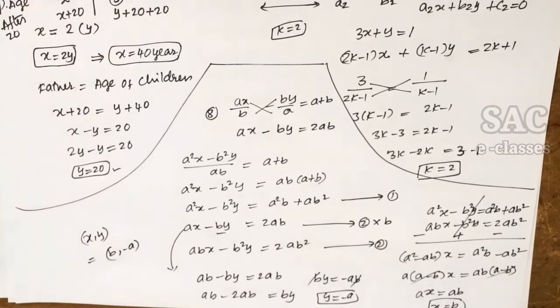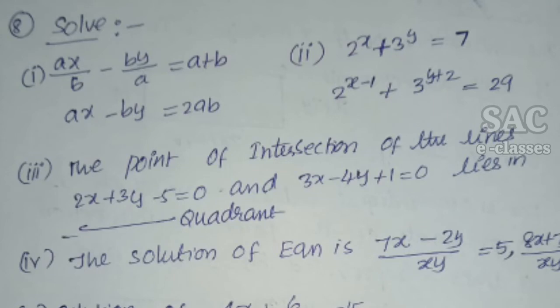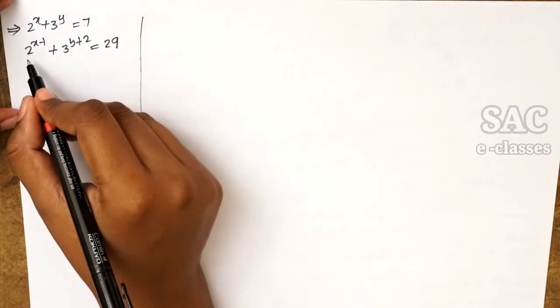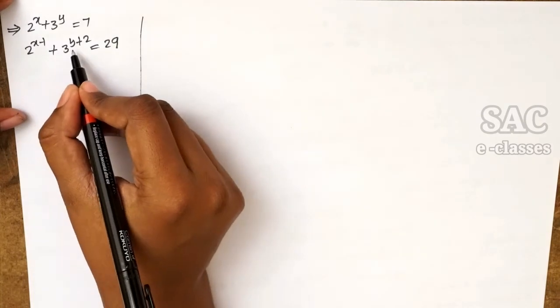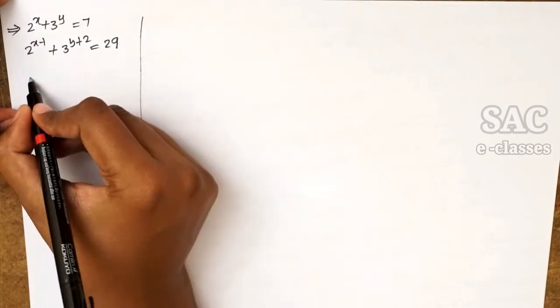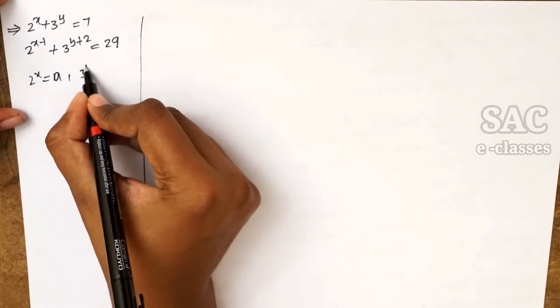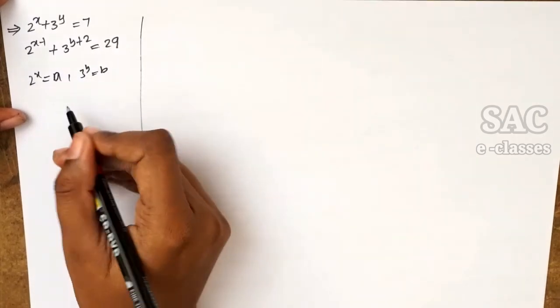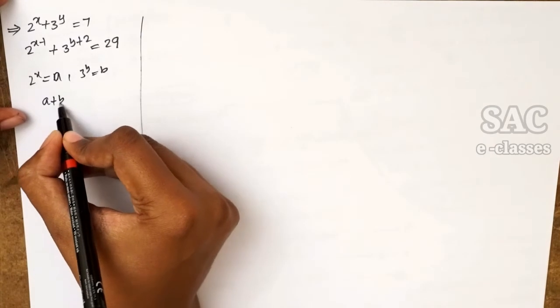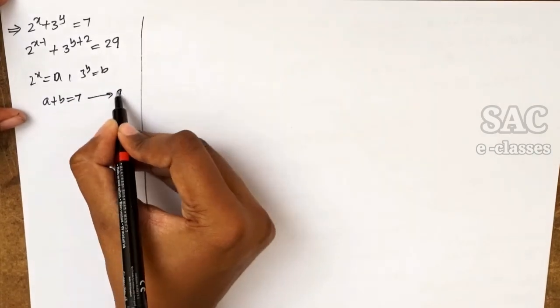Let's move to the next problem. Look at problem number 8, Roman second bit. 2 power x plus 3 power y equal to 7 and 2 power x minus 1 plus 3 power y plus 2 equal to 29. Let's assume that 2 power x is equal to some a and 3 power y is equal to some b. Now you can write a plus b equal to 7. Think of it as equation 1.